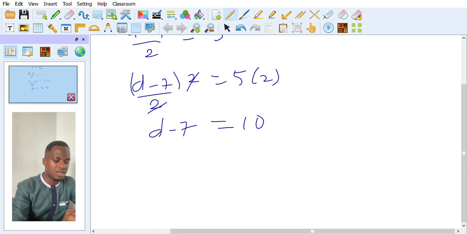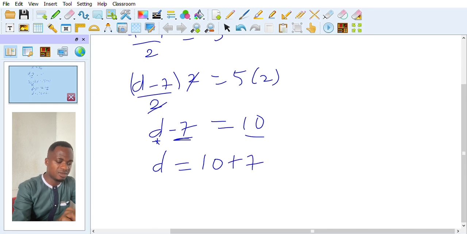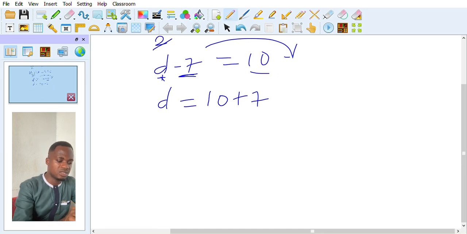Okay, so here we have 7 and we have 10, which are like terms. We can't subtract 7 from D, they are unlike terms. But we can perform an operation with 7 and 10. What do we do? Because here is a negative 7, we're going to add 7 to both sides. If we add 7 to the left hand side, it becomes 0. If we add 7 to the right hand side, we'll have a plus 7. So minus 7 moving to the right hand side becomes a plus 7. So D is equal to 10 plus 7, which is 17. D is equal to 17.